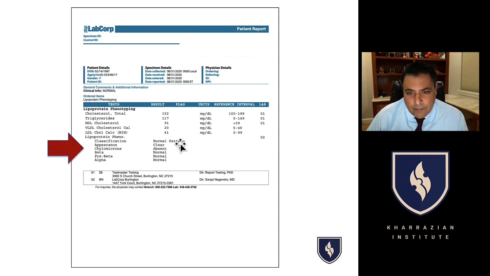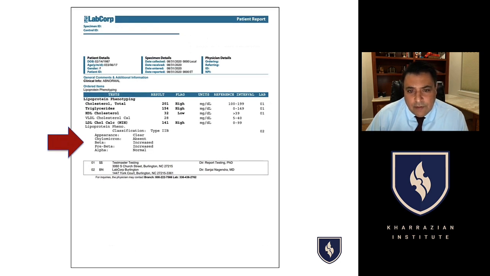Now here is a normal pattern. So this person didn't have any type of genetic hyperlipoproteinemia, compared to this person who had a type 2B. You can see the total cholesterol was 201, but their LDL was 141 and not responding to anything. HDL very, very low. So the follow-up was to run this lipid phenotype test.